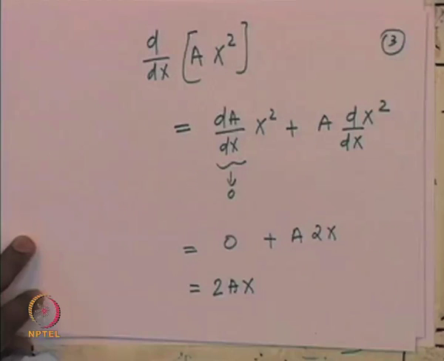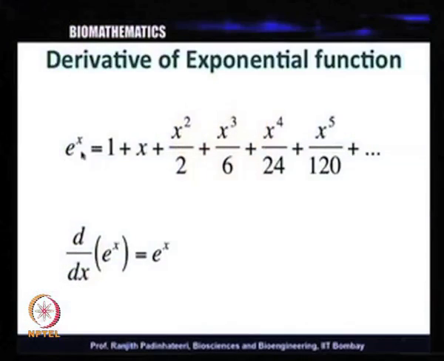Let us just take some more examples, and we will come back to this. Another thing that we learned last time is e power x. Let us quickly remember what we learned. We know that the function e power x can be written as 1 plus x plus x square by 2 plus x cube by 6 and so on and so forth.